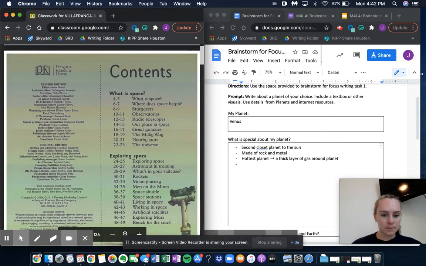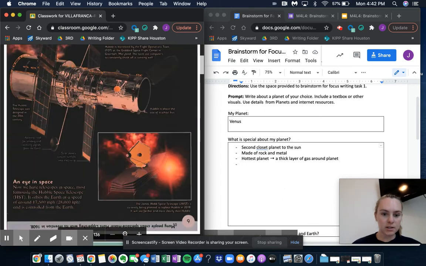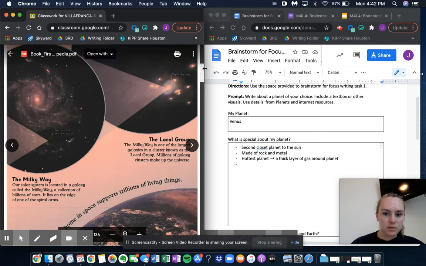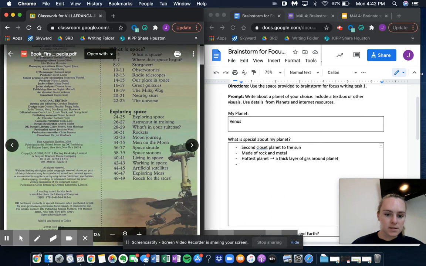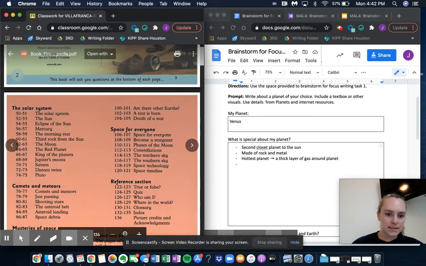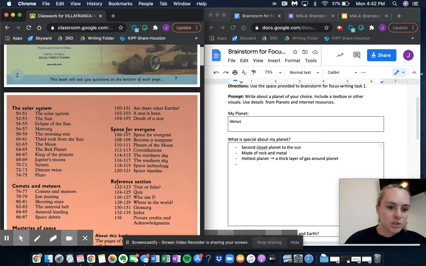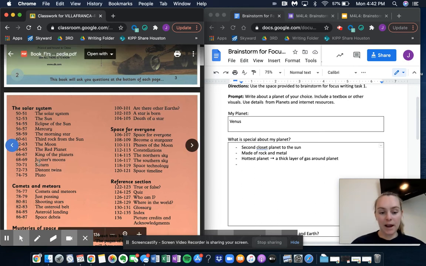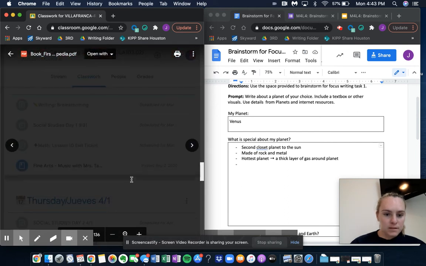Okay, so let's keep looking. This one's a little longer, so I don't want you to spend too much time in here. So I'm going to scroll down. Also, what can be really helpful is looking at this table of contents so we could see if there's anything about my planet. So I really think this could be a great place for everyone to go to because it's about the solar system. So I'm just going to go directly to page 50.